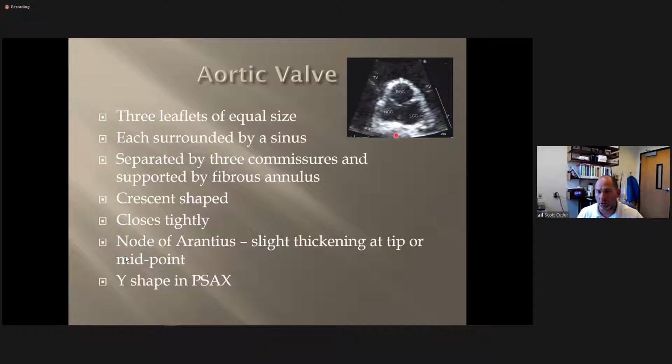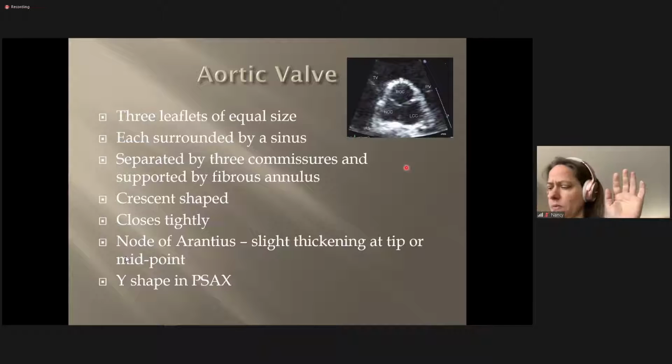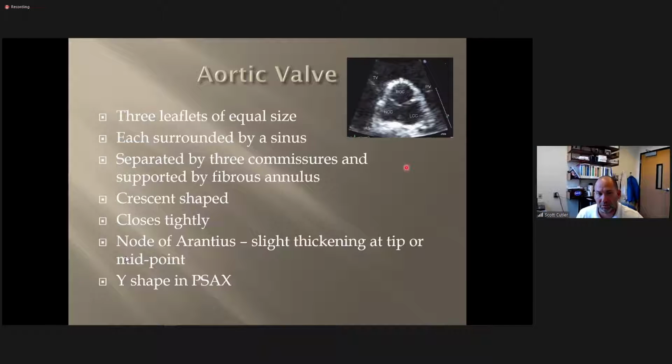Again, I mentioned earlier, maybe you see the 3 leaflets. That's great. Doesn't mean it's opening like 3 leaflets, because maybe these two are fused together, and it opens like a football shape, which would be a functional bicuspid aortic valve. We want it to open when these leaflets open. It should form a triangular shape.